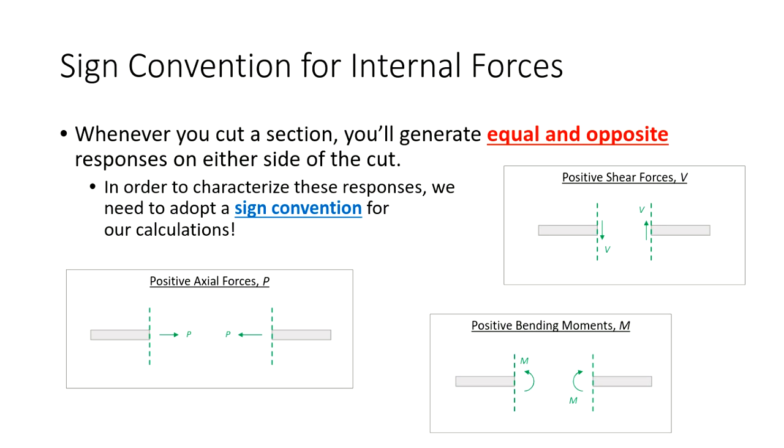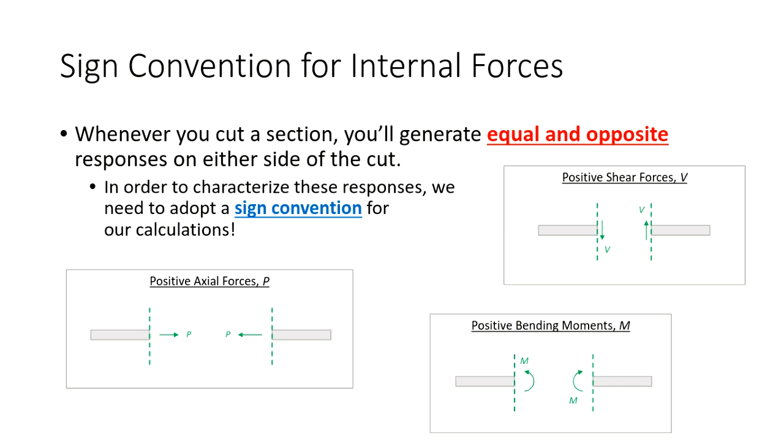Whenever you cut a section, you generate responses on either side of the cut that are equal in magnitude but opposite in direction, okay? And so let's take, for instance, the axial forces P on the bottom left, okay? When I cut a section and I look at the internal forces, on one side I'm going to have a force going one way, and on the other side, I'm going to have a force of equal magnitude but going in the opposite direction, okay?